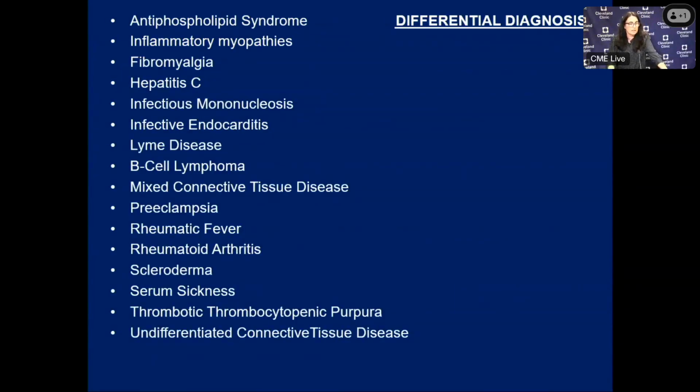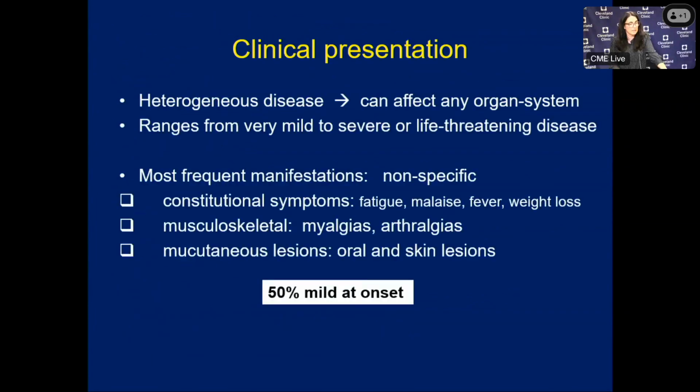The differential diagnosis is enormous. These are just some of the examples, and that's mainly because lupus can affect any organ system in the body. It is a very heterogeneous disease, which makes it a challenge for diagnosis. It ranges from very mild to severe or even life-threatening disease.